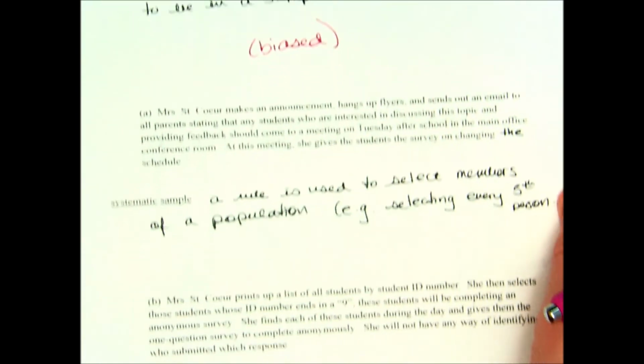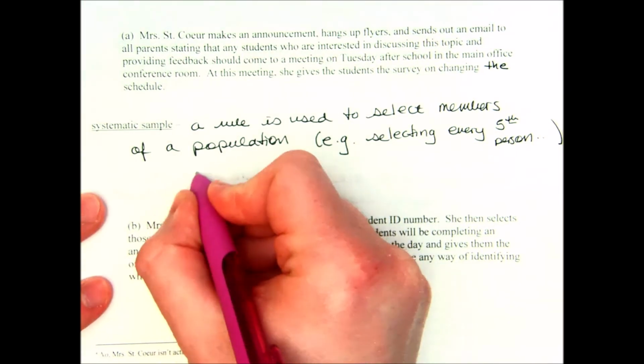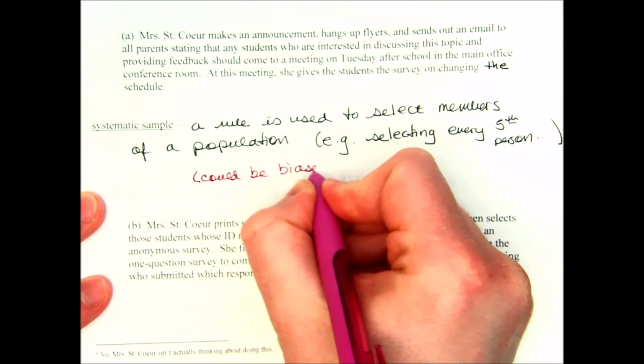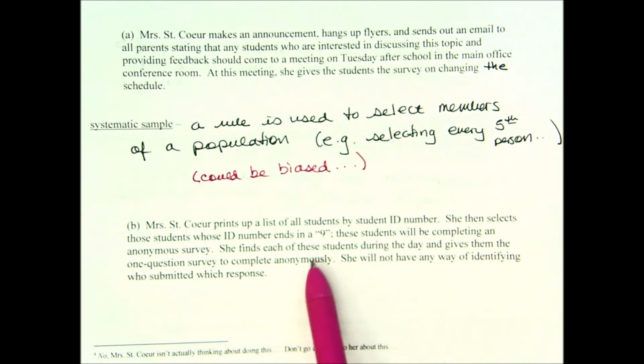A systematic sample, where there's a rule for selecting people. I think the way that Mrs. St. Kerr did it, where she selected all the students whose ID ended with a 9, seems like a pretty unbiased way of doing it. However, every now and then, a systematic sample could still be biased. We're assuming that ID numbers are truly random numbers, but that 9 at the end could actually represent something. Perhaps that 9 shows up on the ID number of every single student who's a freshman. Well, that would be an issue.